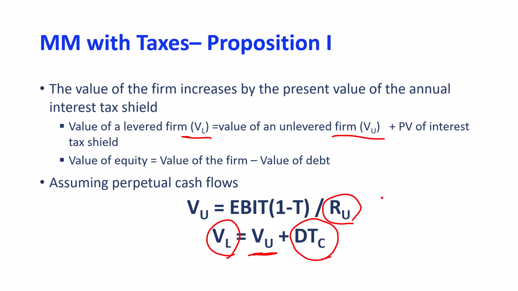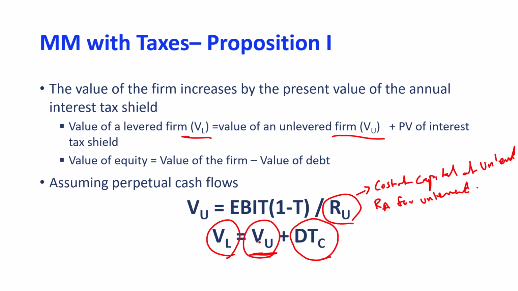RU here is the cost of capital for an unlevered firm, which is the same as the rate of return on the assets of the firm for an unlevered firm. To find the value of the levered firm, you need to calculate the value of the unlevered. The value of the unlevered is the after-tax cash flows, EBIT times 1 minus tax rate, discounted at the cost of capital of the unlevered firm.